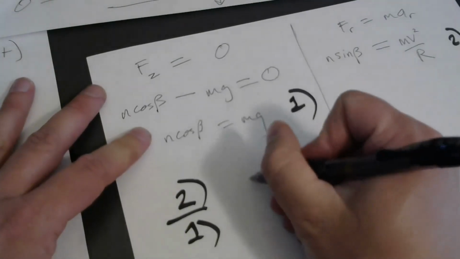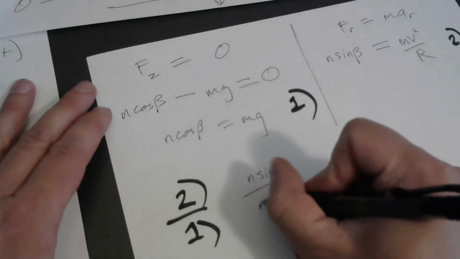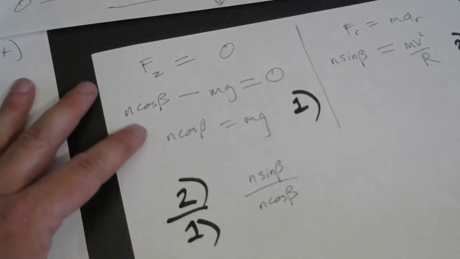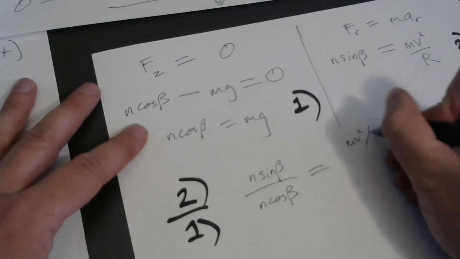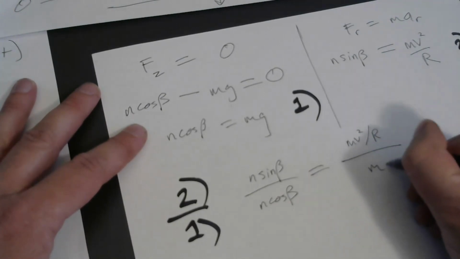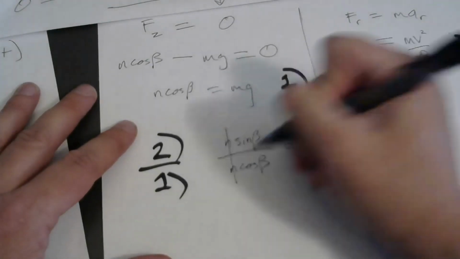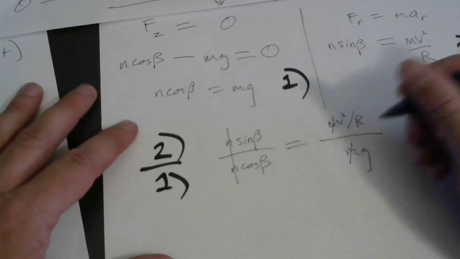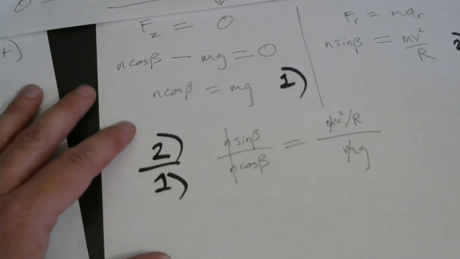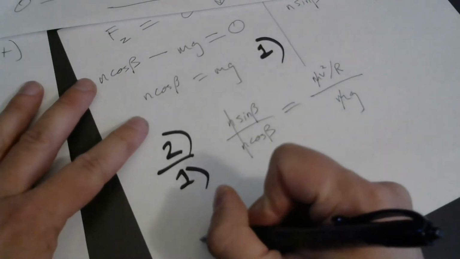Okay, well, I would have n sine beta on the left side over n cos beta on the left side. And for the right side, I'd have mv squared over r divided by mg. Sure enough, the masses cancel. Hey, check it out, the normal force also cancels. We weren't being asked for the normal force anyway. We could go back and solve for that, sure. And here's what I find.